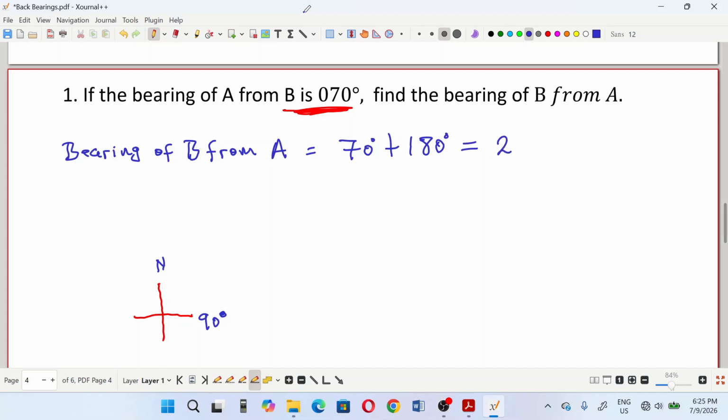250 degrees. That's going to be the back bearing. So that is using the rule. But then I'm going back to drawing it to see if it's going to be the same.